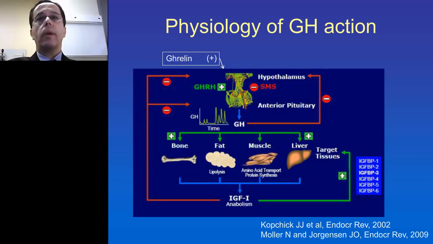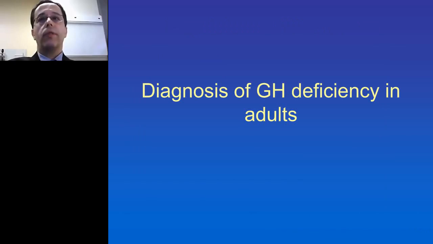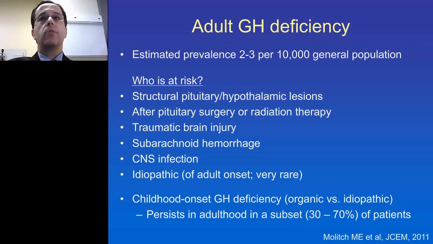So let's turn our attention to growth hormone deficiency in adults. In adults, growth hormone deficiency is relatively uncommon, with an estimated prevalence of 2 to 3 persons per 10,000 in the general population. It is important to consider who is at risk for growth hormone deficiency during adult life.